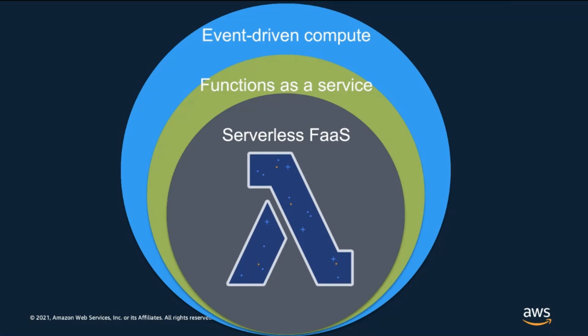With Lambda, you can run code for virtually any type of application or backend service, all with zero administration. All you have to do is upload your code, and then Lambda takes care of everything required to run and scale your code with high availability. You can also set up your code to automatically trigger from other AWS services or call it directly from any web or mobile app.